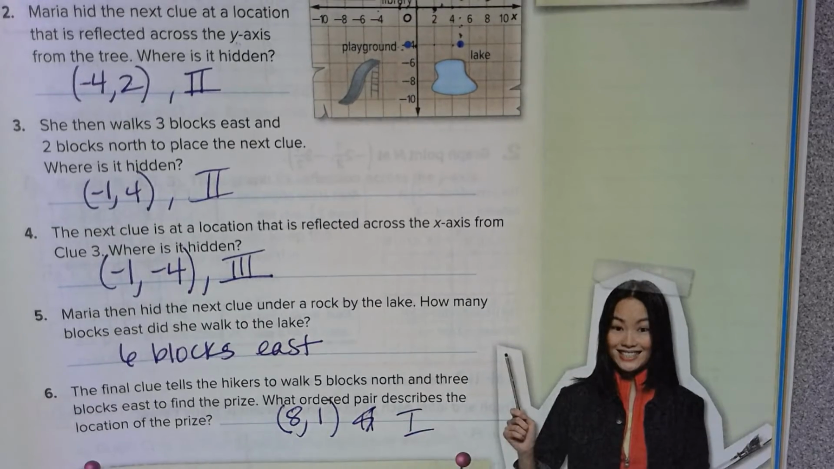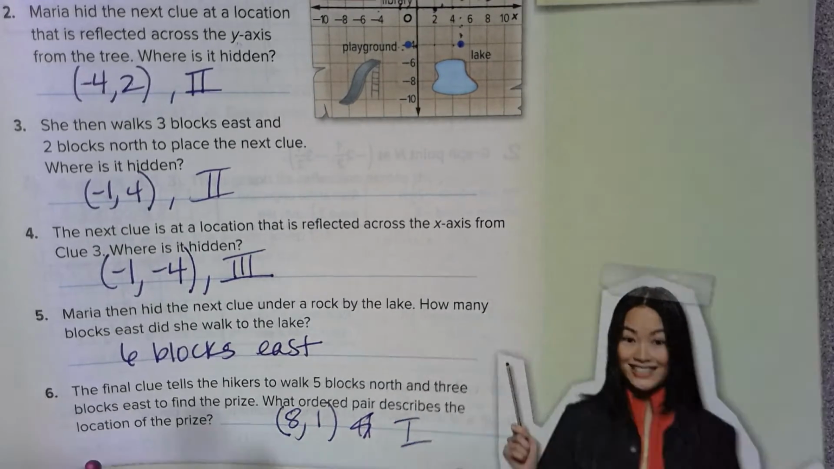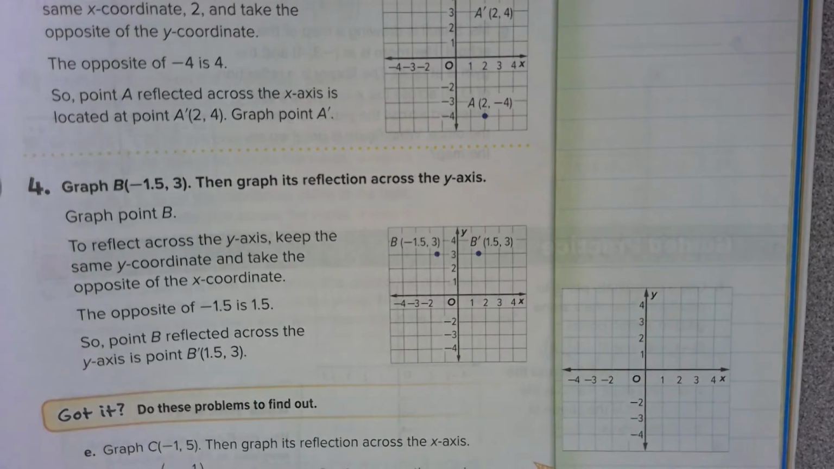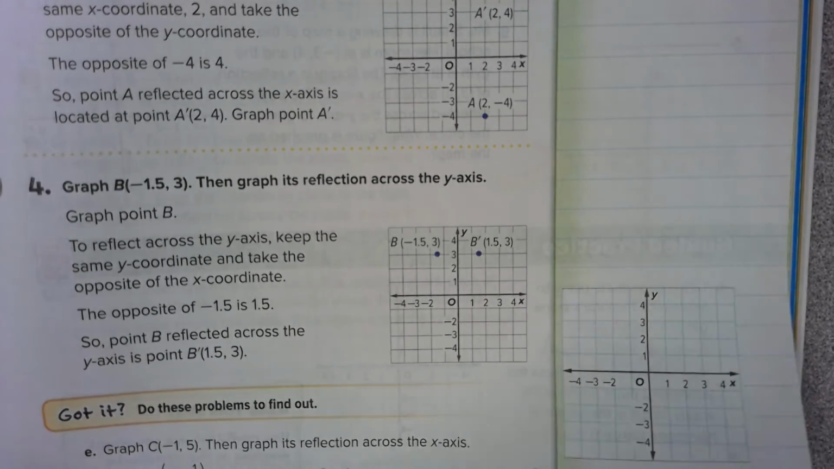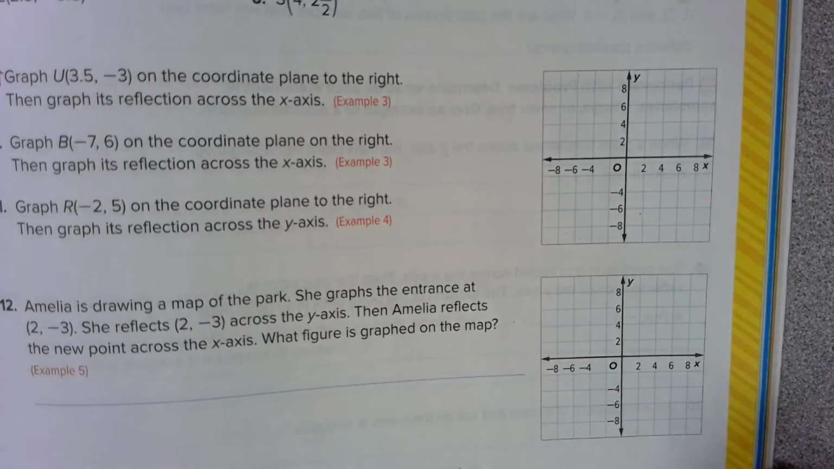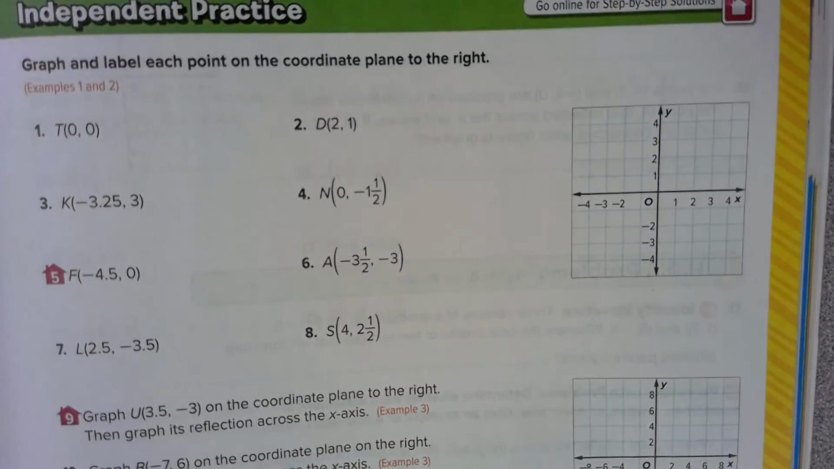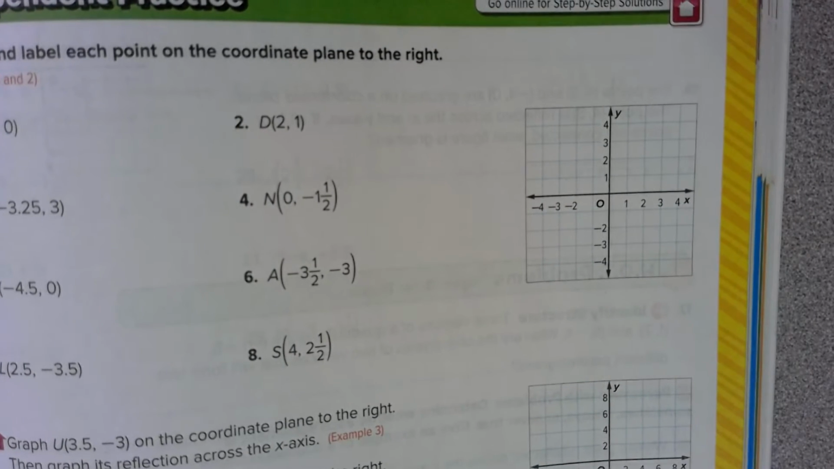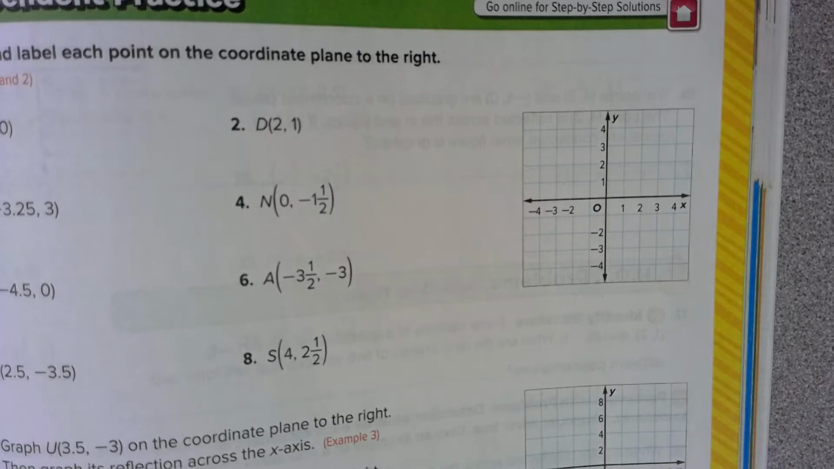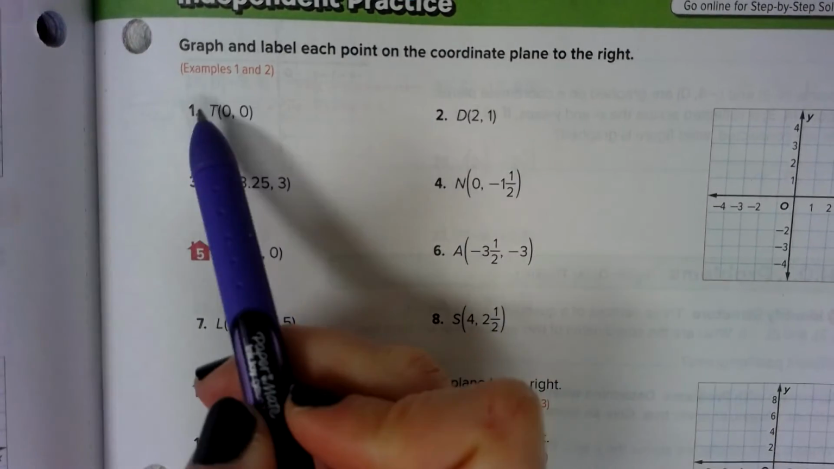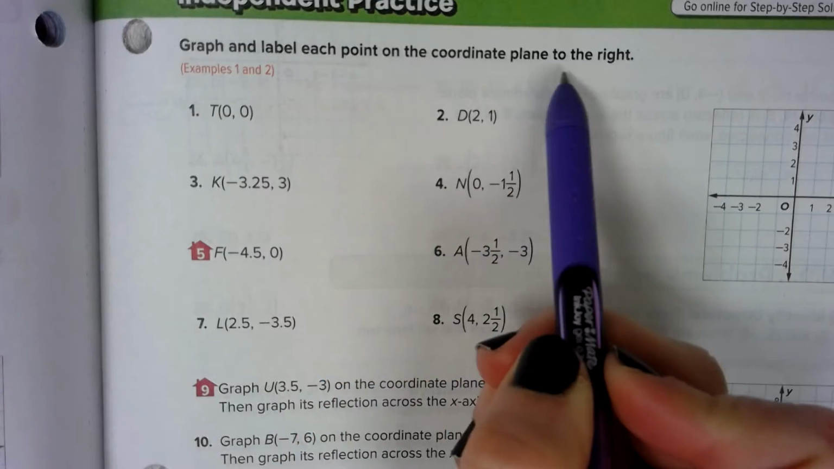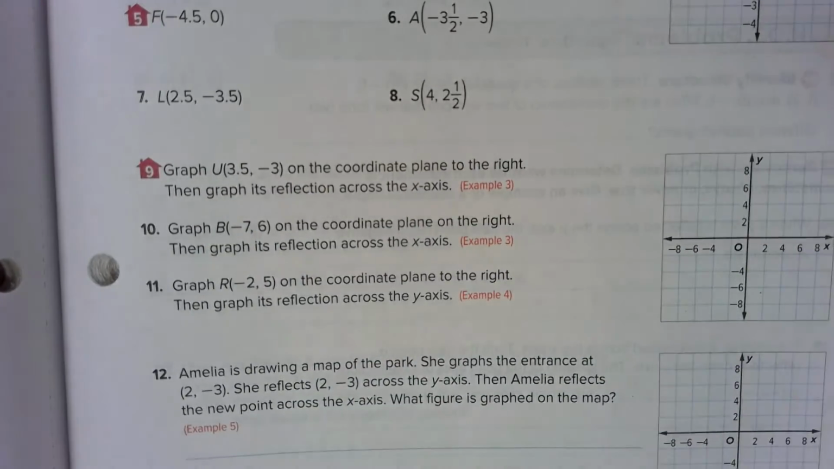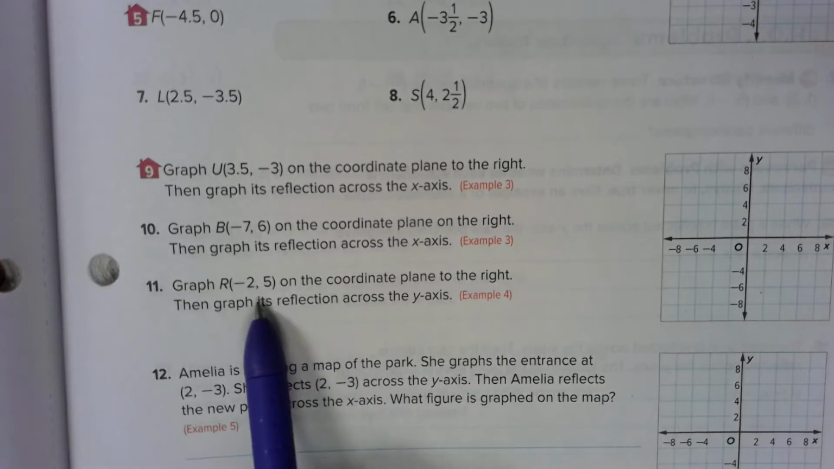All right. Okay, so that was a quick lesson. You're going to be doing very similar things, except you're going to be doing the graphing today. Yesterday, you were identifying where these points are, but now you're going to be doing the graphing. So on page 407, you are going to be doing problems 1 through 12. You're going to graph and label each point on the coordinate plane to the right here, 1 through 8. And then 9, 10, and 11, you're going to be doing some graphing and reflecting. And then 12 is a story problem here.